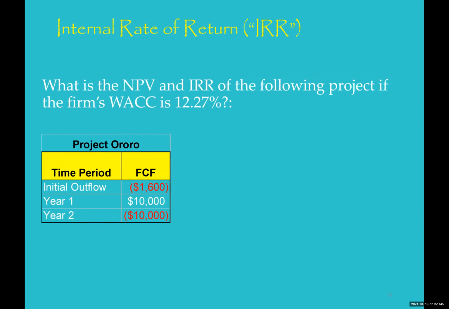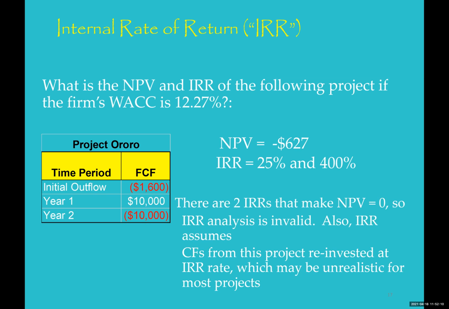Here's another example of another project, 2 negative outflows. So without doing anything, I already know there are going to be 2 IRRs associated with this project. When I calculate the NPV of this particular project, which has a cost of capital of 12.27%, I get a negative 627 NPV, so I should not do the project. I can't use IRR to evaluate this project because I would get more than one. If you use a financial calculator, you'll get the first IRR and you have to do a bunch of other things to get the second one, but don't even bother. Once you realize there's going to be multiple IRRs, do not use IRR to evaluate the project. Use NPV instead.